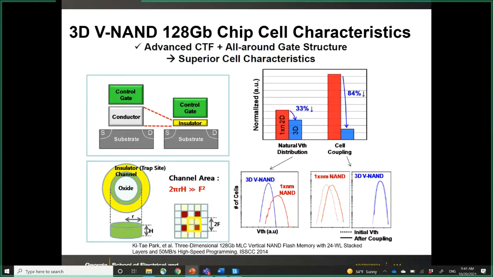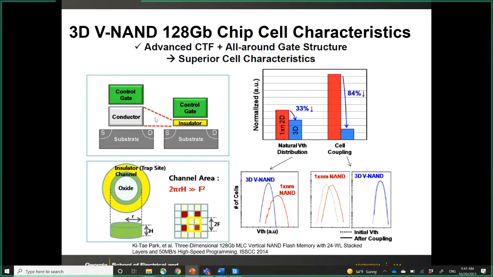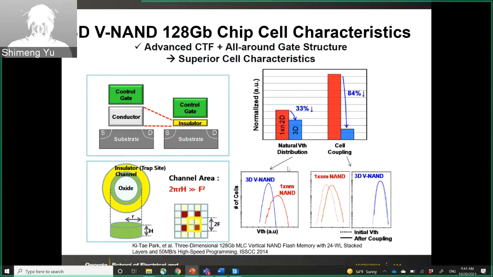And then here is the cell characteristics of the 3D NAND. Compared with the two-dimensional NAND, there are some advantages of this 3D NAND, and you can understand this through the geometry of the structure. First of all, the VTH distribution is more tightened in the 3D NAND flash compared with the 2D NAND flash. Here we show the 3D NAND flash in the blue curve, and the 2D NAND flash in the 1X generation in the red curve. So it is more tightly distributed in terms of VTH state.